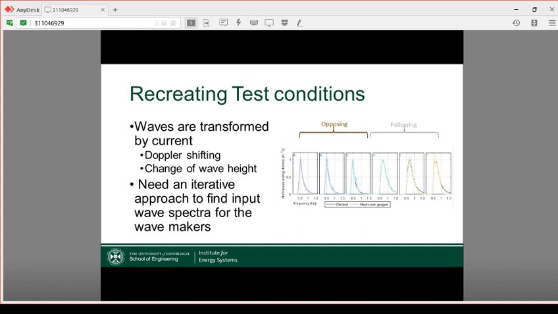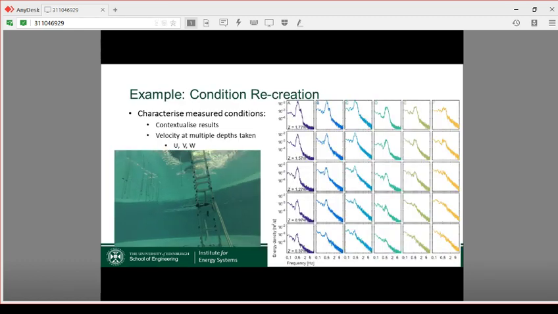So we start off by trying to understand what the test conditions are that we need to recreate, and we have a problem. The problem that we have is that you measure a wave spectra, and then you impose that wave spectra on a current, and it's transformed by the current. So you need to understand how that transformation takes place, and we've spent a long time scratching our heads to try and get that kind of information together. And then we can look at a lot of measurements in the tank to understand what the flow is doing. So these are different turbulence spectra and different water depths for different sets of sea conditions in the tank.